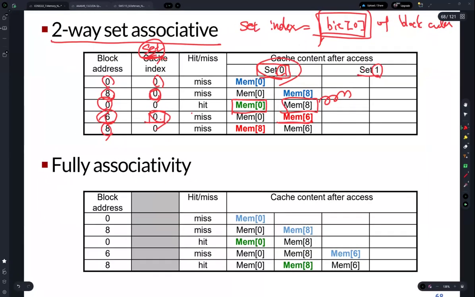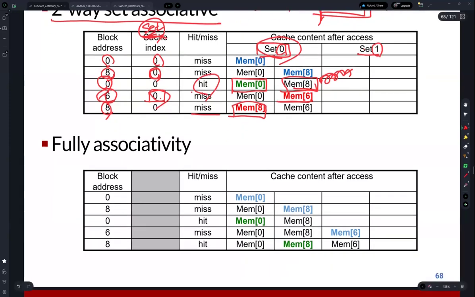And then the next access is 8. Memory 8 is checked in the cache, but 8 was evicted, so it's a miss. In the two-way set associative cache, we can observe one hit. It's different. How about the fully associative cache?